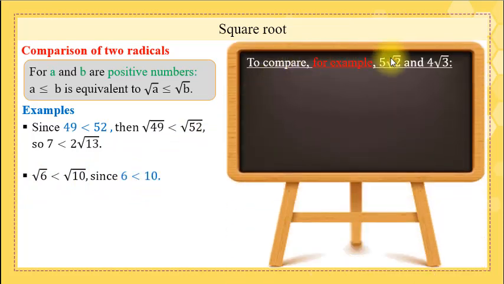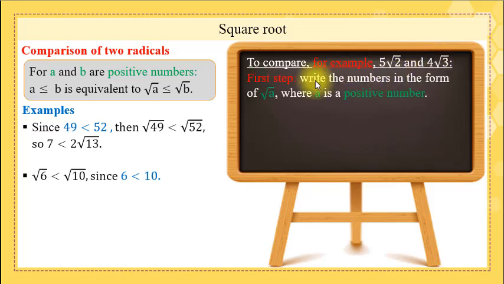To compare, for example, 5 radical 2 and 4 radical 3, first step, we write the numbers in the form of radical a, where a is a positive number. If we have 5 radical 2, we move 5 into the radical to get 5 power 2. We did that in the previous videos. When we have a squared number inside a radical, we move it outside and cancel the power 2 to get 5. But here we use this property in the opposite direction. So we move 5 into the radical to get 5 power 2, and finally we multiply to get radical 50.